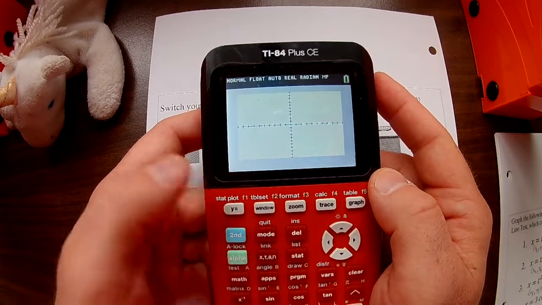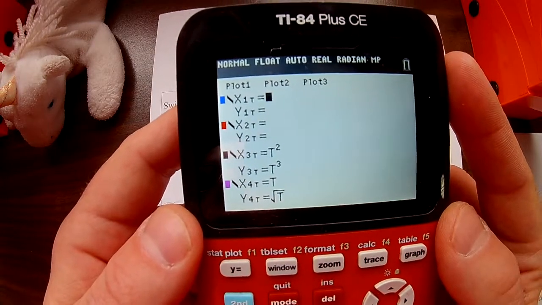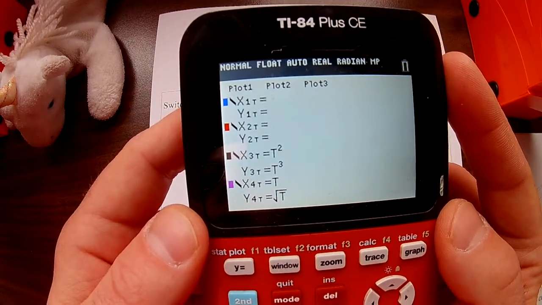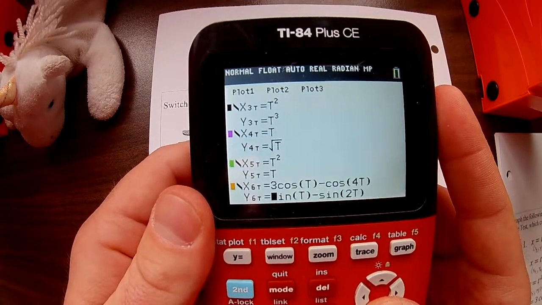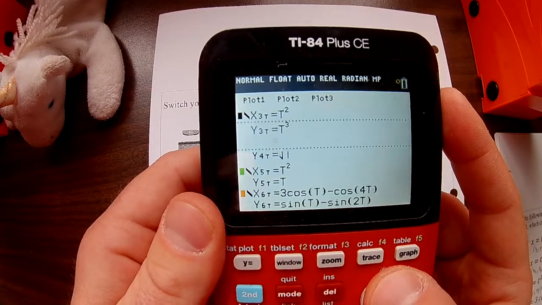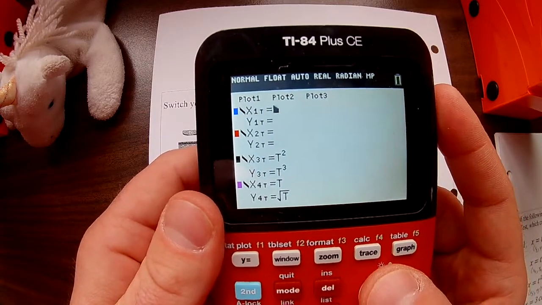Where we see some difference is if we go to the y equals menu. And in the y equals menu, you will see you've got an x1, y1, x2, y2, and you can actually see my x3 and y3 on down have been populated. That's for stuff later on. I didn't want to spend my time in front of you graphing it.